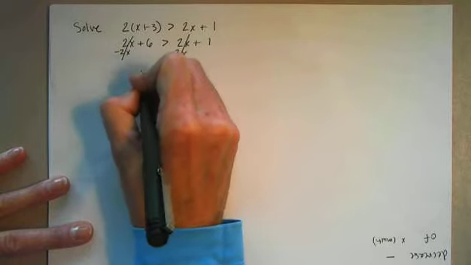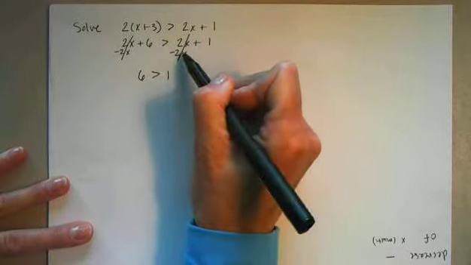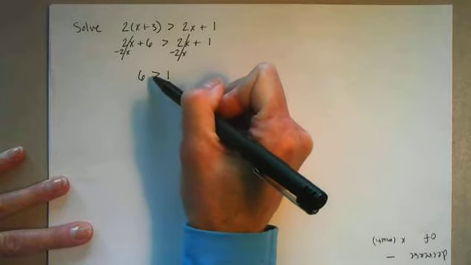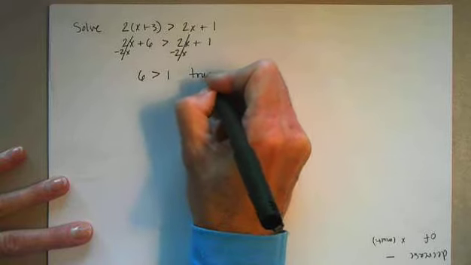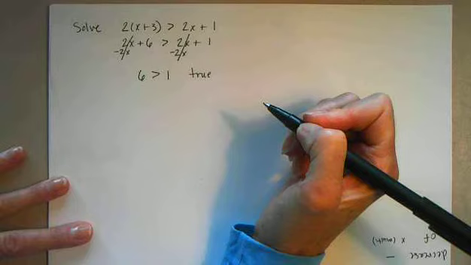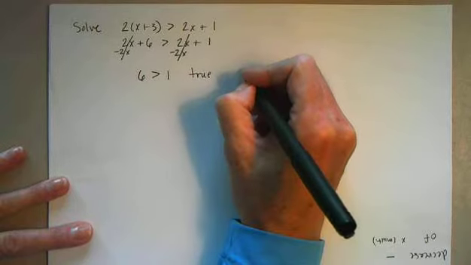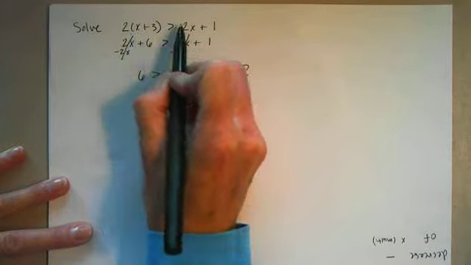I have 6 is greater than 1. If the variable is gone, I look at the statement and go, okay, is it true or false? Is 6 greater than 1? And that is true. 6 is greater than 1. So because it's true, that means, remember before we wrote all real numbers, because no matter what we put in for x, it will be true.